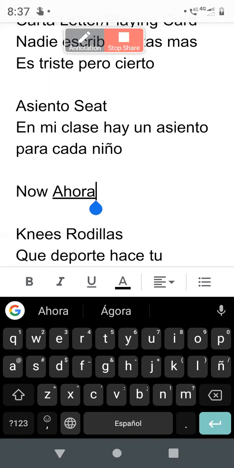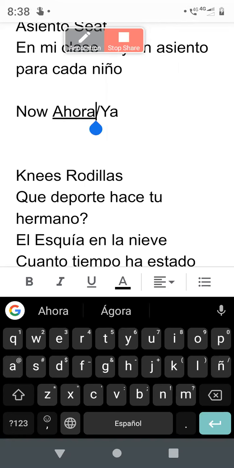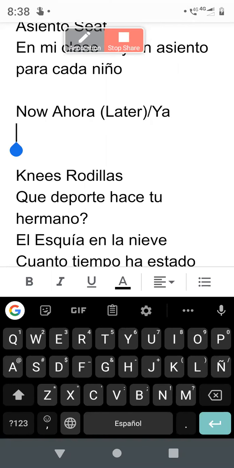So okay, I was going to explain this to you. Now is ahora. But here in Colombia, it's much better that you translate it as ya, because sometimes ahora may be understood as later. But that's a Colombian thing. It's more of a cultural thing than a language thing. In Latin America, if I said ahora, normally it would mean now. Most of the time, people will understand it as now. But here in Colombia, it's better that you say ya instead of ahora for now.